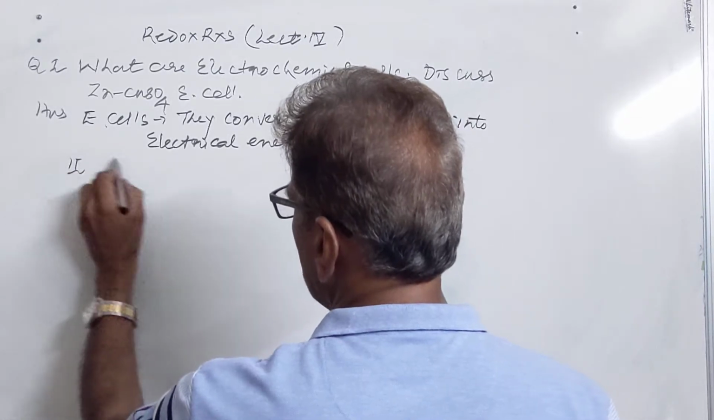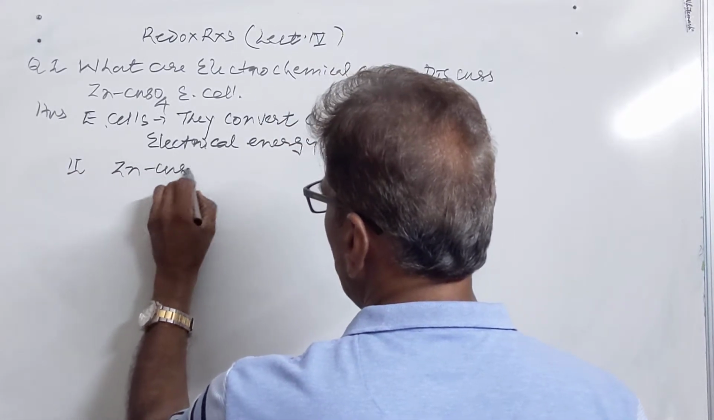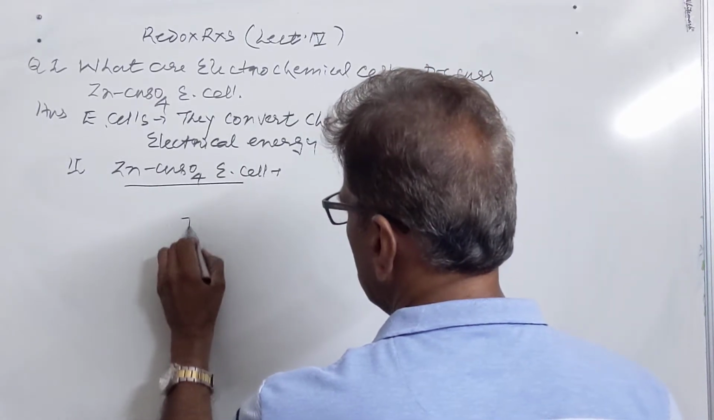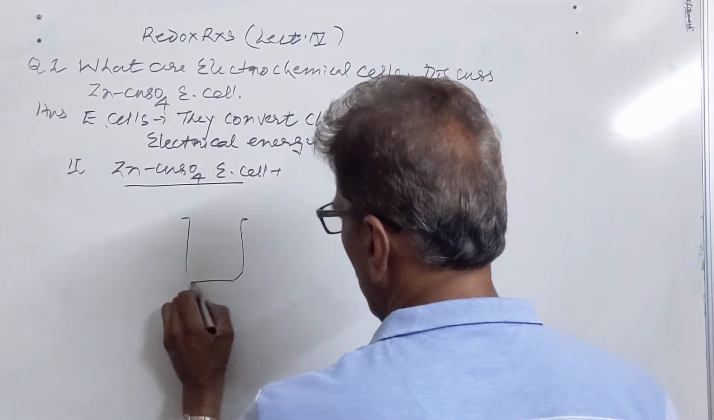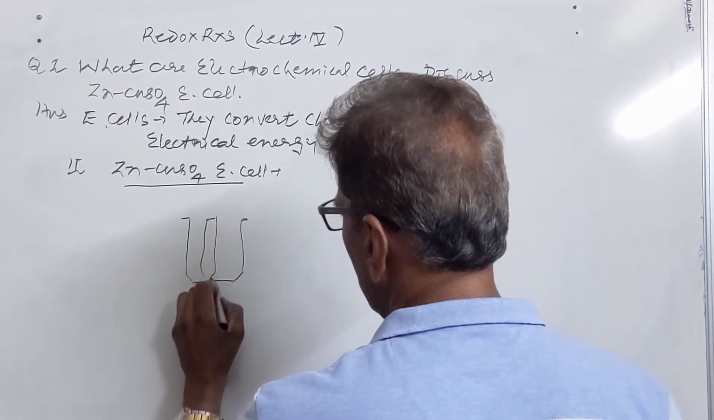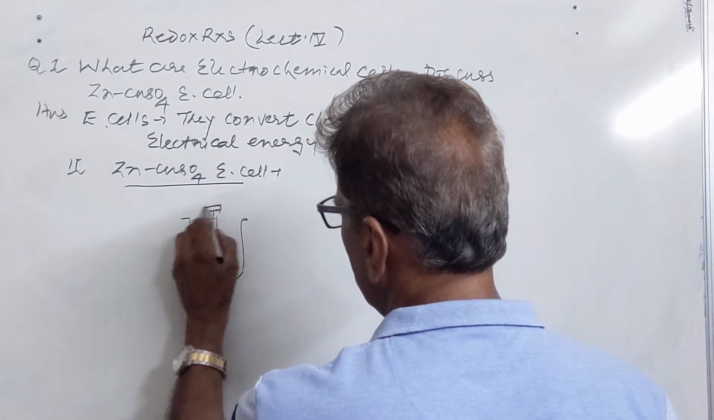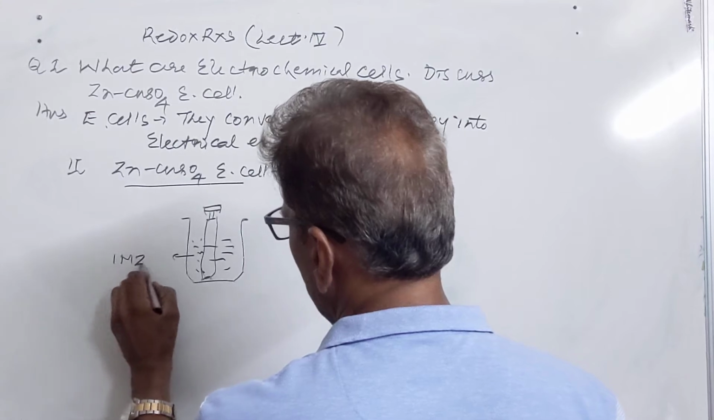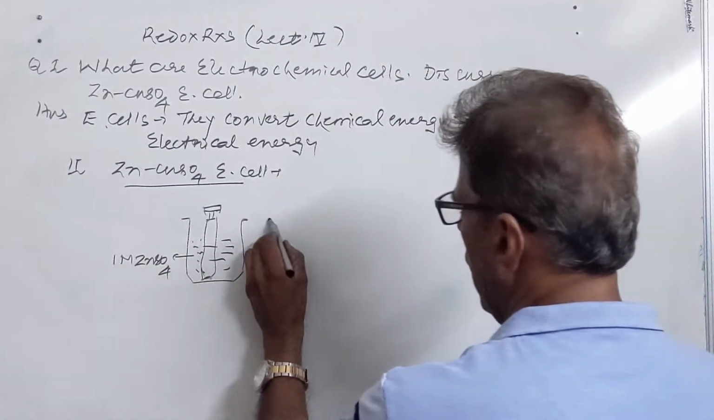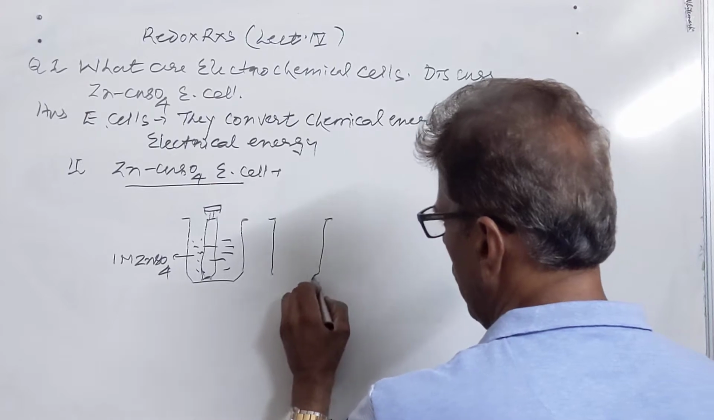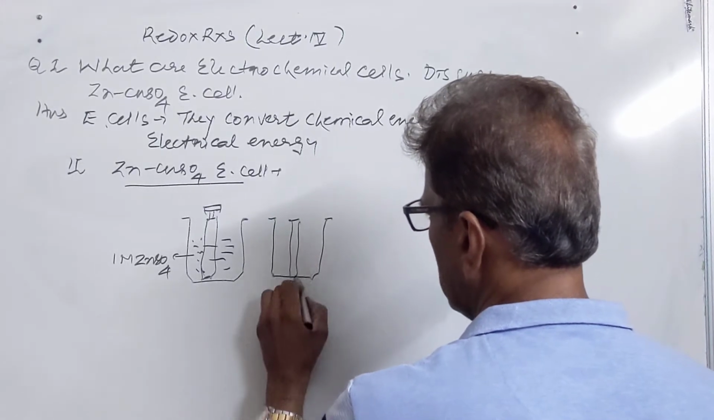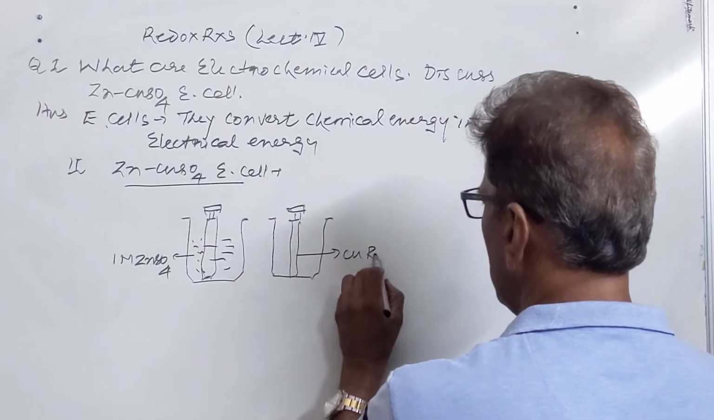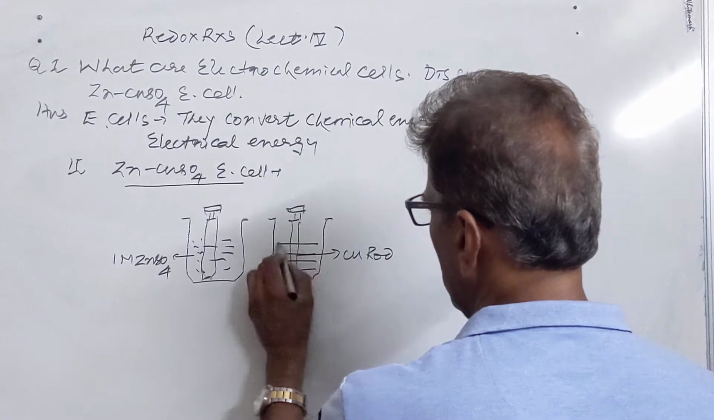Let us discuss the construction and working of the zinc copper sulfate electrochemical cell. It consists of an oxidation half cell which contains a zinc rod dipped in 1 molar zinc sulfate solution. Then we have another half part of this cell called the reduction half cell. It contains a copper rod dipped in 1 molar copper sulfate solution.